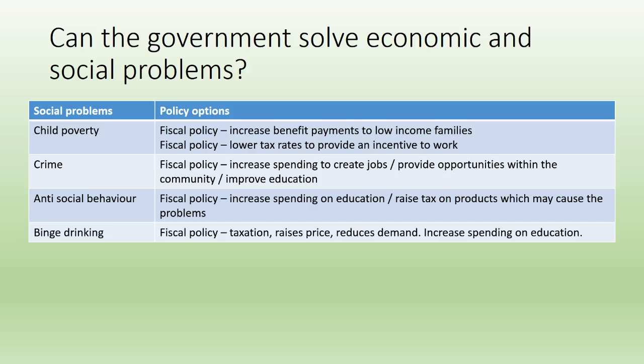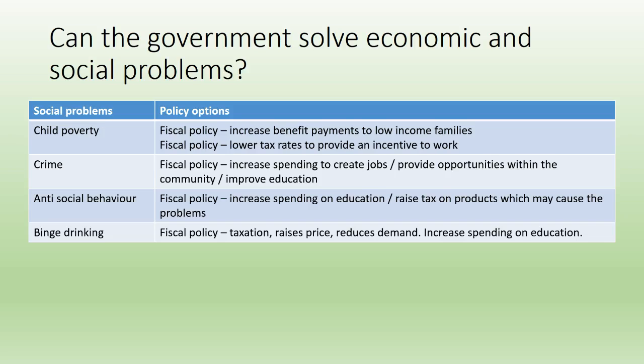Crime. Fiscal policy. Increase spending to create jobs. Provide opportunities within communities. Improve education. Antisocial behaviour. Again, increase spending on education. People are more likely to get a job, less likely to be causing antisocial problems on the streets, and potentially raise taxes on products which might fuel antisocial behaviour, such as alcohol.